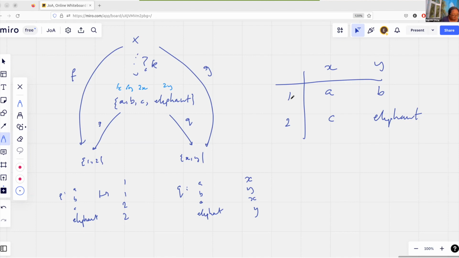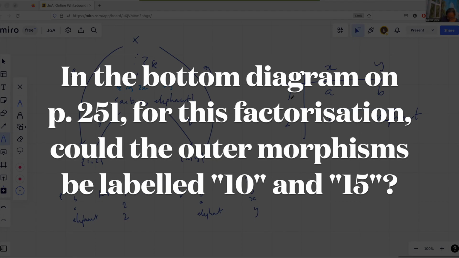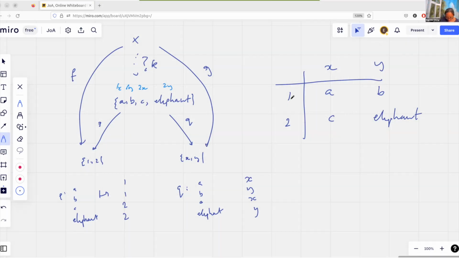Page 251. In the bottom diagram, for this factorization, I'm wondering if the outer morphisms could be labeled 10 and 15. They could be, as long as you're clear what you're doing. You can label them whatever you want.